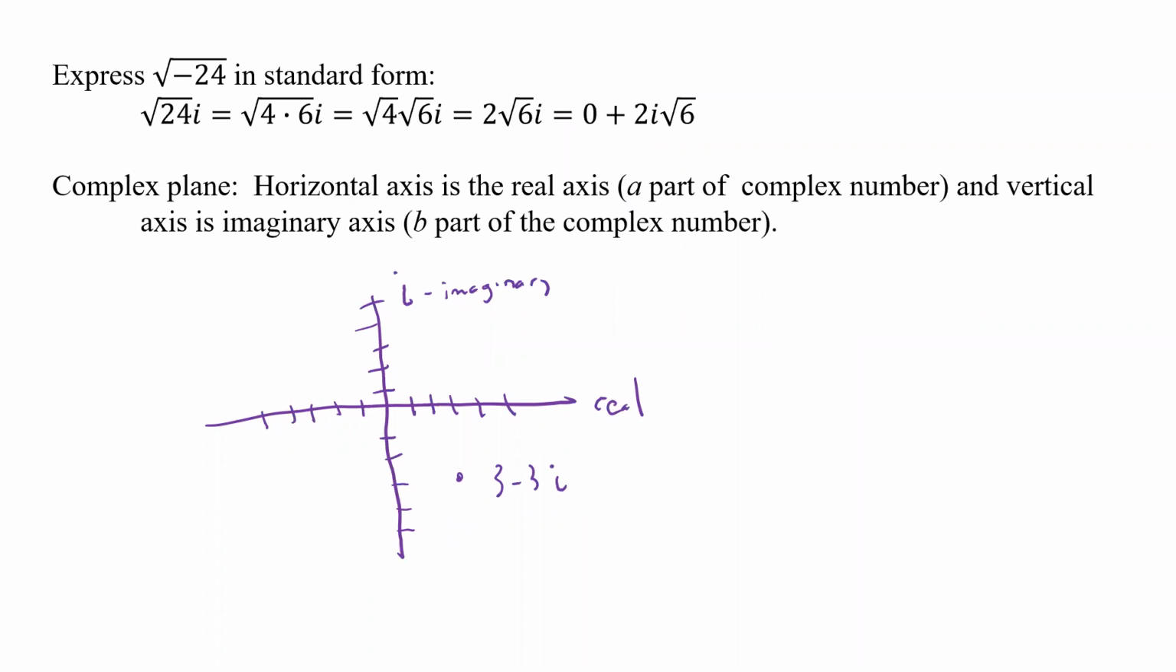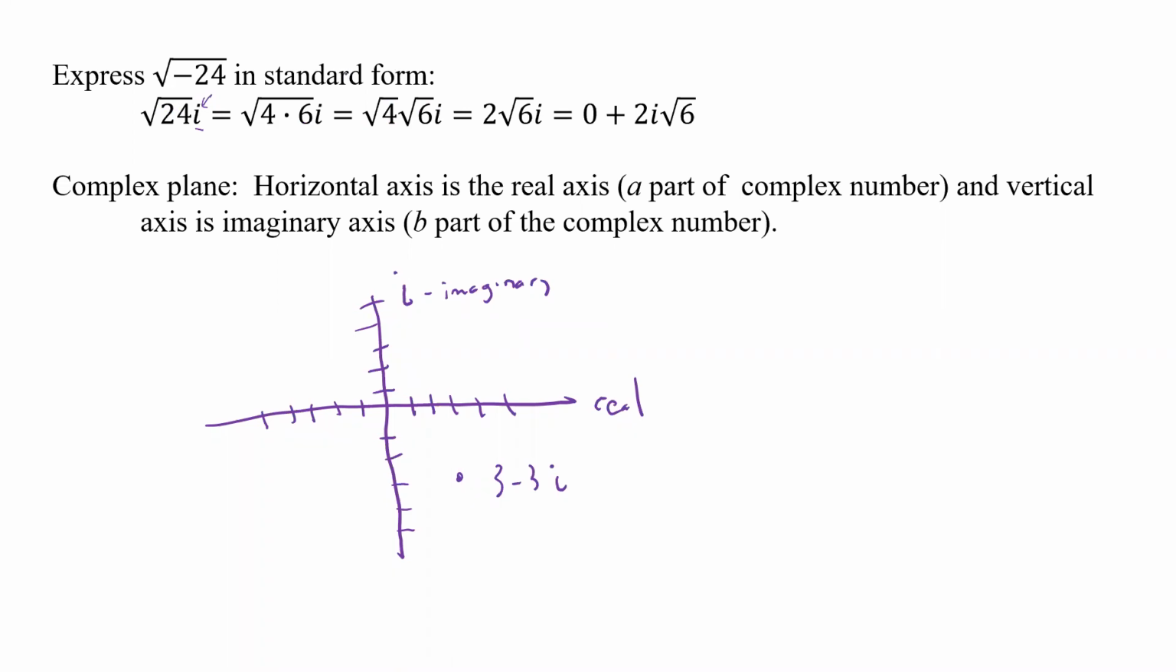Now, sometimes they'll want you to express some square root of a negative number in standard form. And so what you have to do is break the square root down. First off, we know that the square root of a negative 24 is really just the square root of negative 1 times the square root of 24. And the square root of negative 1, we already said is I. And so that's the easy part. Then the square root of 24, we just break down: 24 is 4 times 6, and the square root of 4 is 2. So we're going to have 2 times the square root of 6 times I.